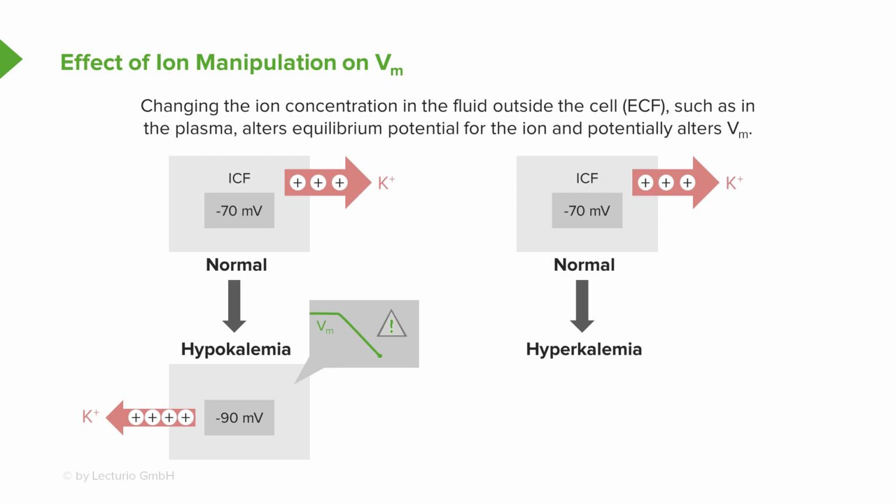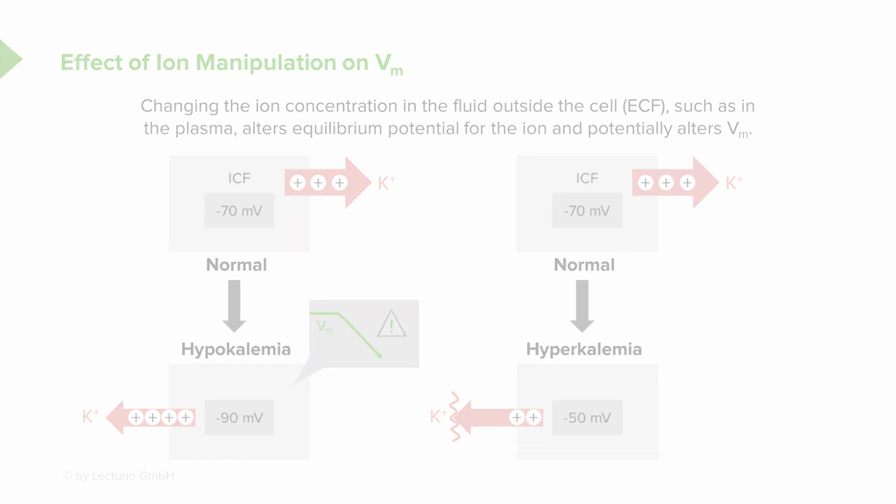So if you're in a hyperkalemic environment, membrane potential rises. It becomes less negative. There's less of a driving force for potassium to want to leave the cell. It's inhibited because the driving force is not there to the same extent. So we call that movement from -70 to -50 a depolarization.